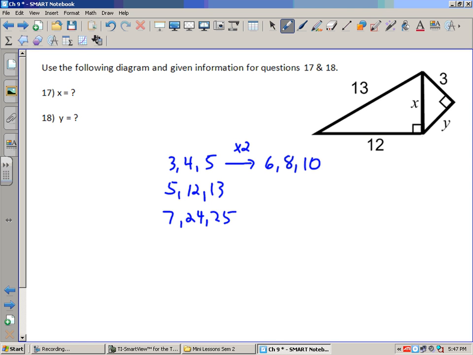I see that if this is a 5, 12, 13, x already has to be 5. And then I look at the other triangle. Well, if x is 5, this is a 3, 4, 5, and y is 4. So x is going to be 5, and y is going to be 4. And if you know your triples, that problem takes you about 5 seconds.